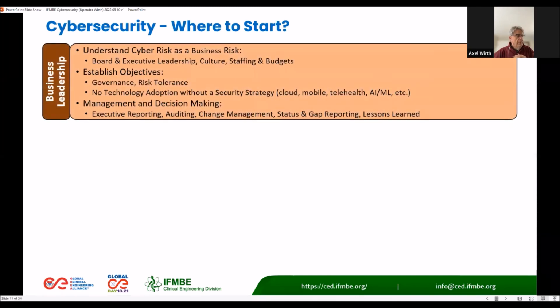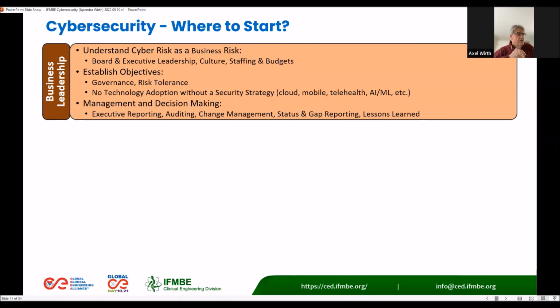So if we're building a cybersecurity program, where do we start and how do we do it? Well, it all starts at the top, right, with business leadership. We need to make sure that whoever leads a business, doesn't matter whether you are a manufacturer of devices, if you're providing services, or if you're operating a hospital or other health service, you need to understand that your cyber risk is a business risk.